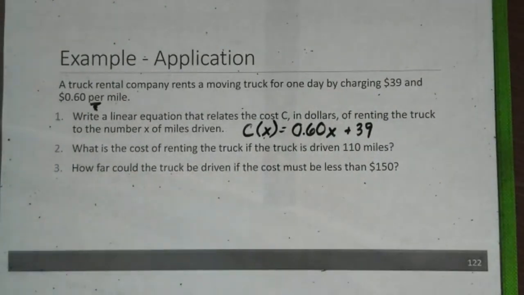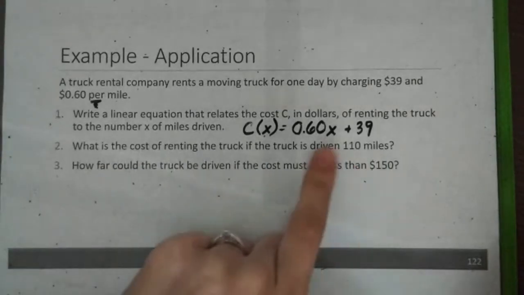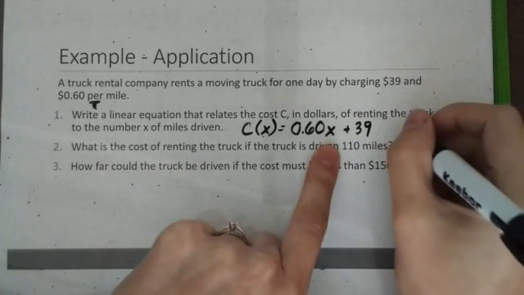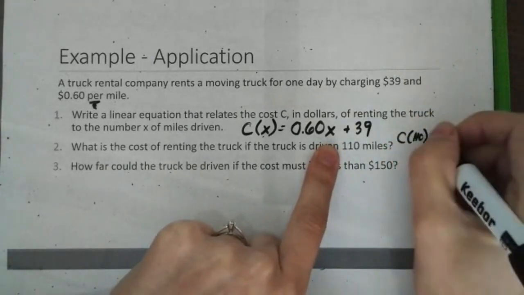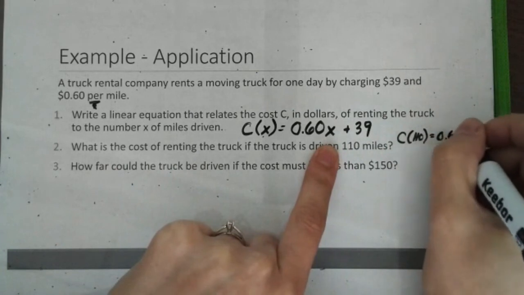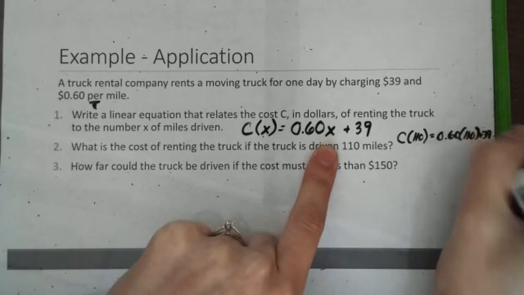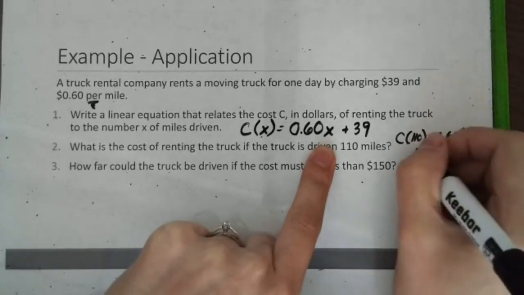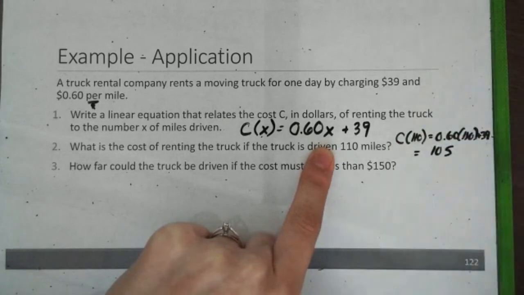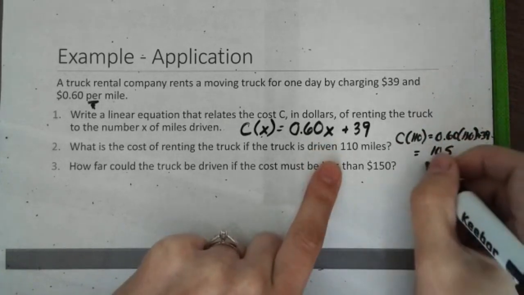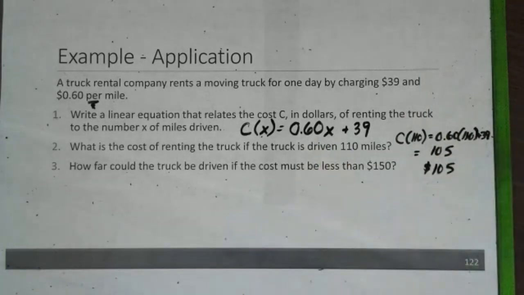What is the cost of renting the truck if the truck is driven 110 miles? Well, miles represents X. So we're plugging in 110 for X. So C of 110 is equal to 0.60 times that 110 plus 39. And that is equal to 105. So the cost of renting the truck and driving it 110 miles is $105.